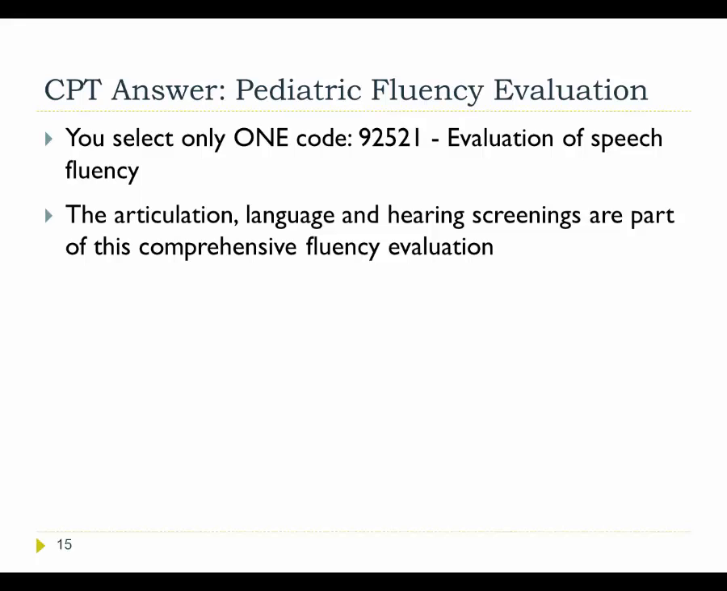The answer is you charge only one code, 92521, for the evaluation of fluency. The articulation, language, and hearing screenings are part of this comprehensive fluency evaluation.